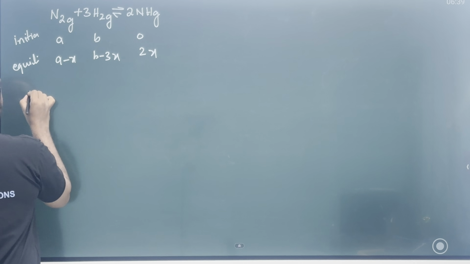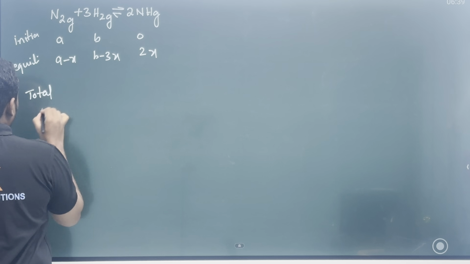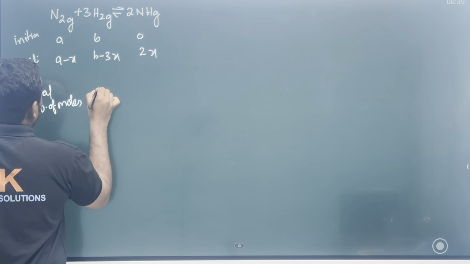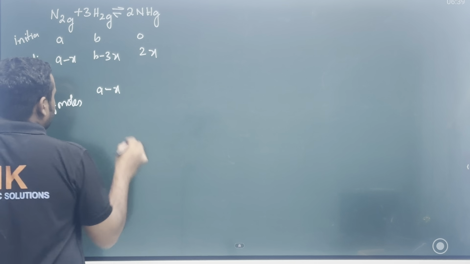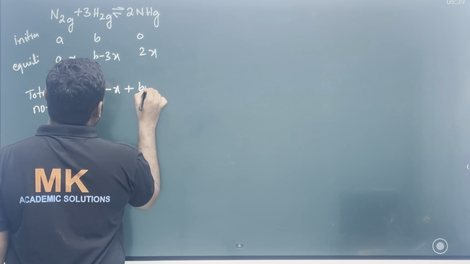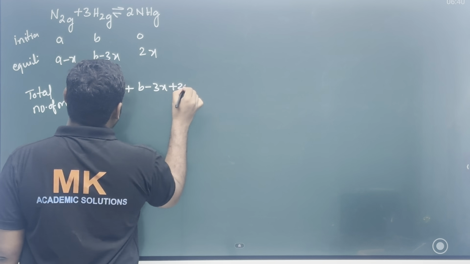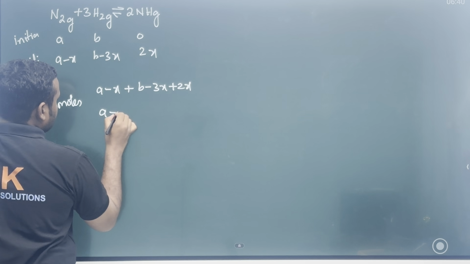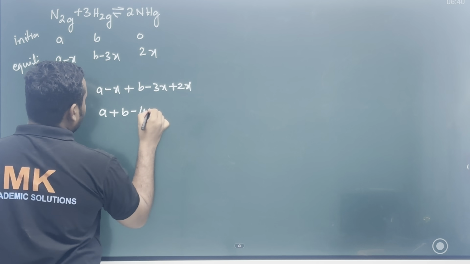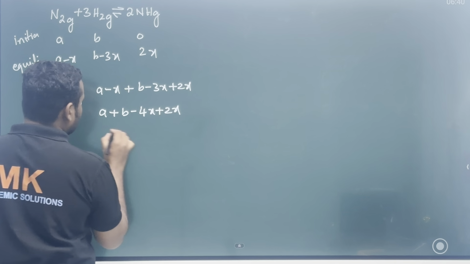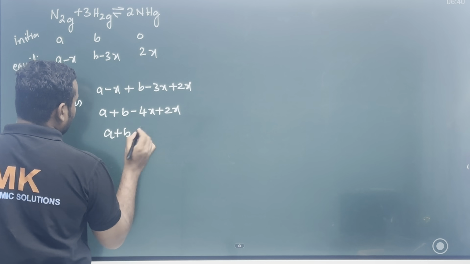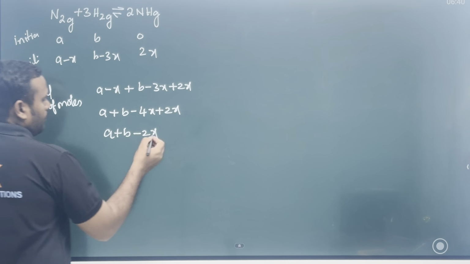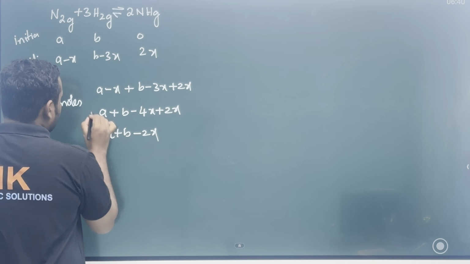Next, total number of moles. Total number of moles, what will we get? A minus x plus B minus 3x plus 2x. This is the total number of moles. So here A plus B minus 4x plus 2x. So total A plus B minus 2x. This is the total number of moles at equilibrium.